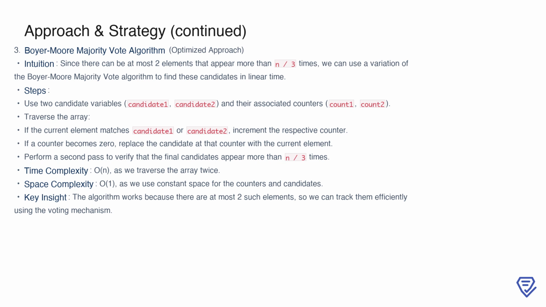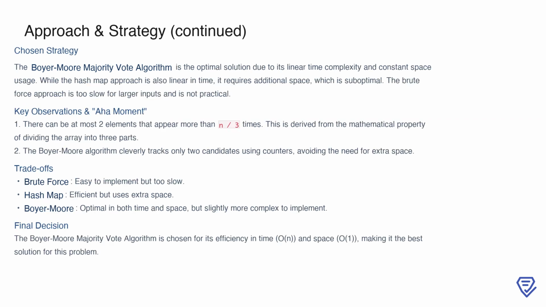This efficiency makes it a powerful solution to the problem. The Boyer-Moore majority vote algorithm emerges as the best strategy for this problem due to its linear time complexity and constant space usage. While the hash map approach also operates in linear time, its additional space requirement makes it less optimal. The brute force method, although simple to implement, is far too slow for practical use.